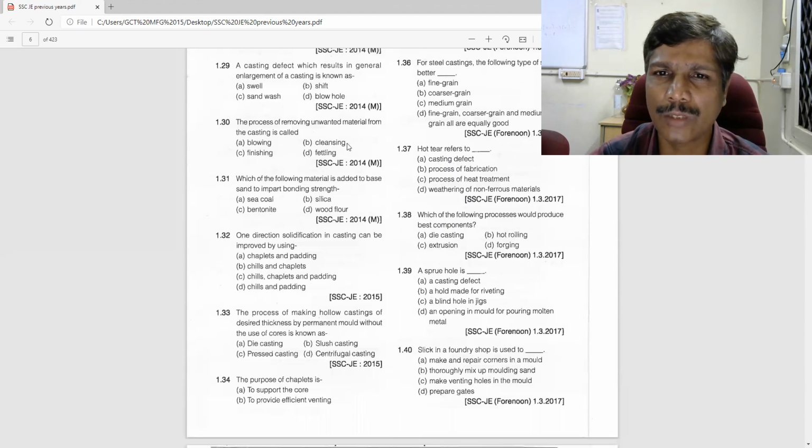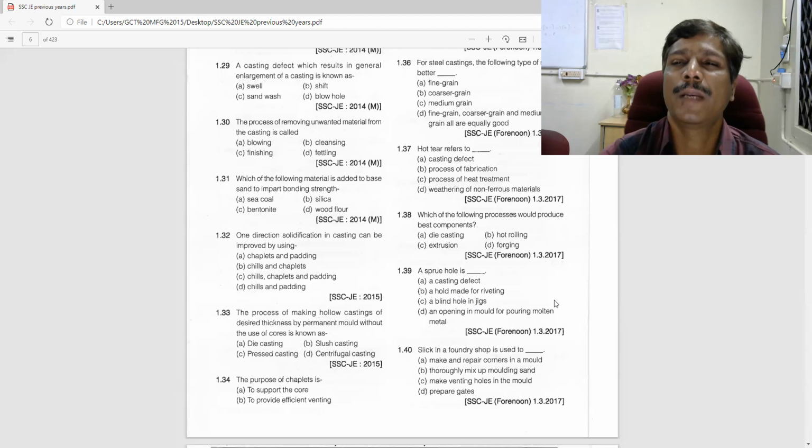Next, which of the following processes will produce the best component? We need the best component. The best component can be produced by die casting. That is the important thing. Next, a sprue hole is the vertical passage. The sprue is the opening in the mold for pouring the metal. Yes, the opening of the mold.